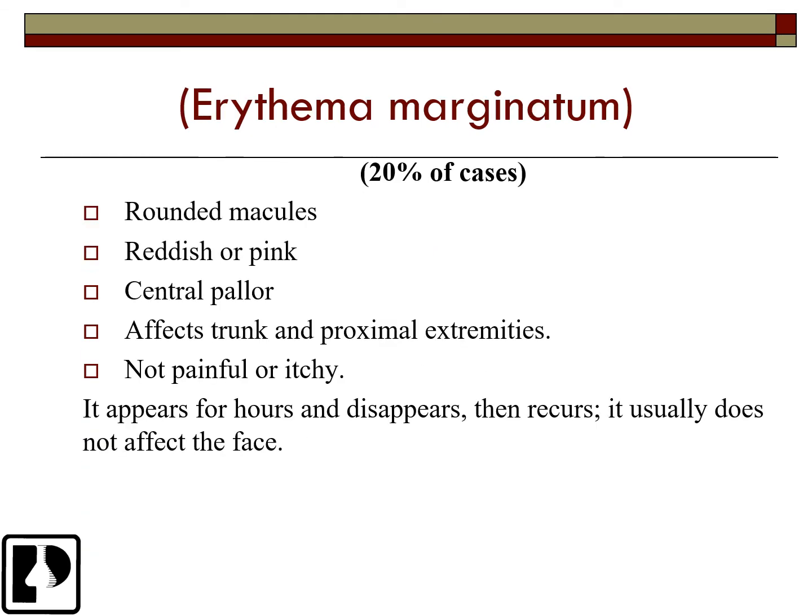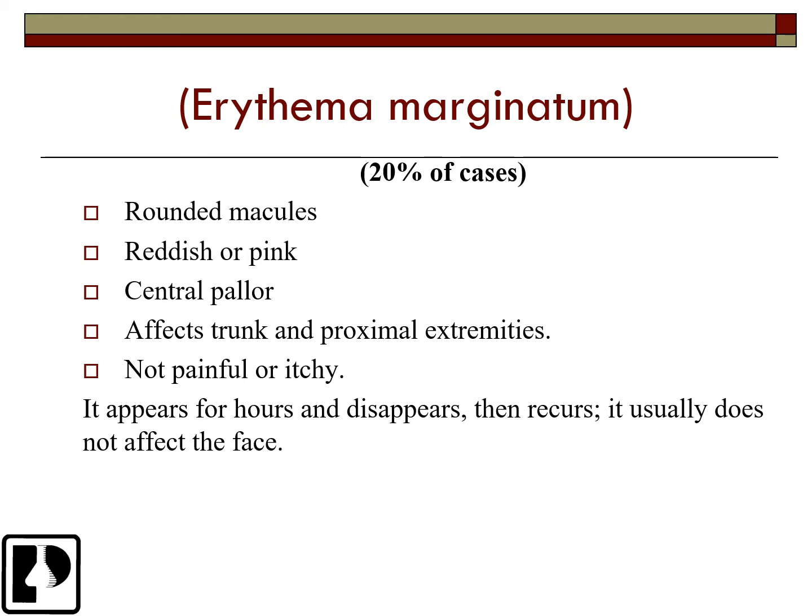Erythema marginatum occurs in 20 percent of the cases. It is a rounded macule, reddish or pink with a central pallor, so it is like a circle. In the periphery it is reddish or pink, and in the center it is pale. It affects the trunk and the proximal extremities.